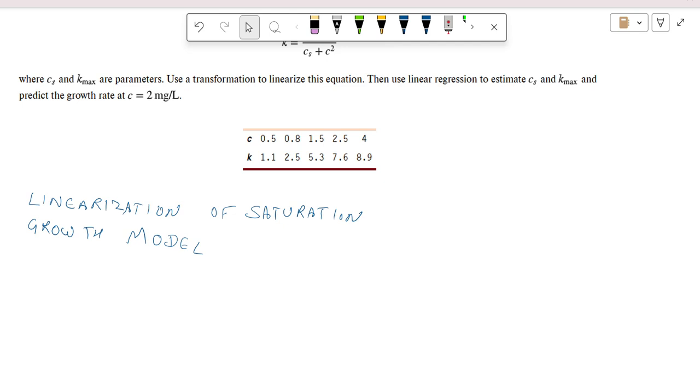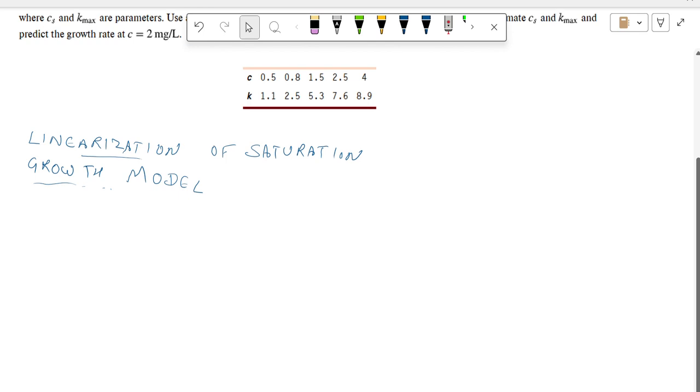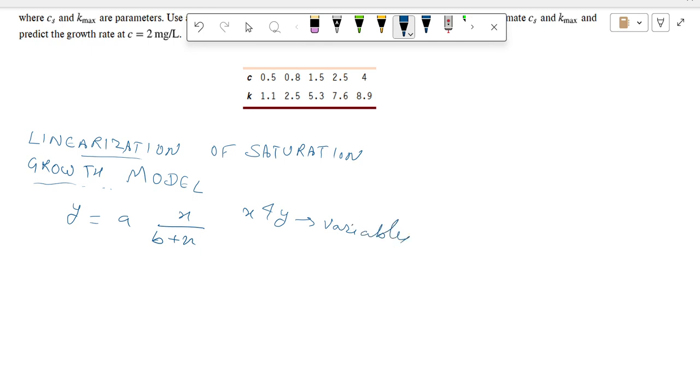Hi, so in this video we are going to talk about the linearization of the saturation growth model, where your data has a relationship that looks like y = a x / (b + x), where x and y are your variables and a and b are parameters.